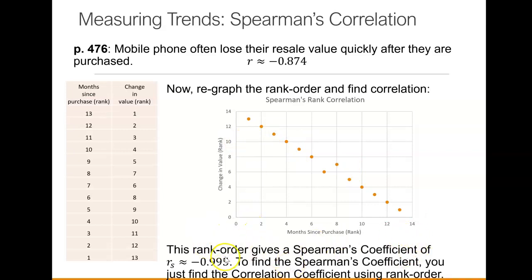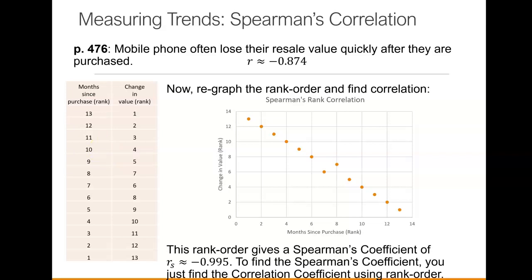So if we do that, the R value should come out to be almost perfectly -1, negative 0.995. All I did to find this number was do the correlation coefficient calculation using my rank order data set. I did the same calculation as here, but my data set was this: 1 is the highest of 13, but then it just goes down to the lowest.